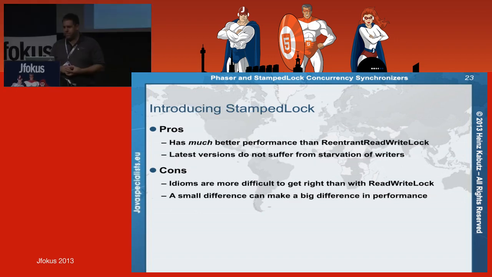So this is where we come to StampedLock. StampedLock has much better performance than ReentrantReadWriteLock, and I'll show you some examples of that, some graphs that prove that. The first version that I saw was around October last year, or beginning of November, and that class had serious starvation on the writers. All right? But that's been fixed. Now the latest version is really fast.